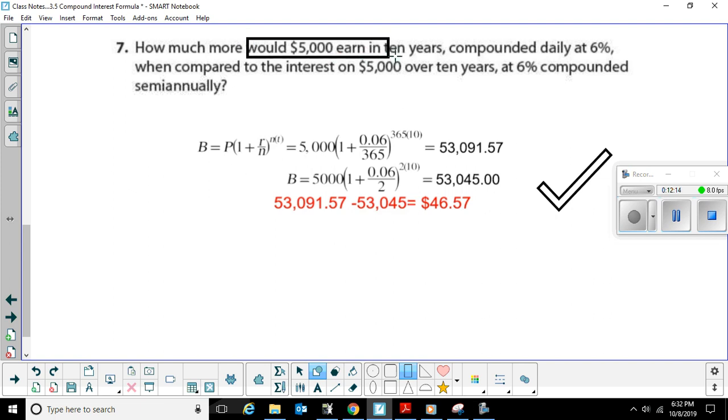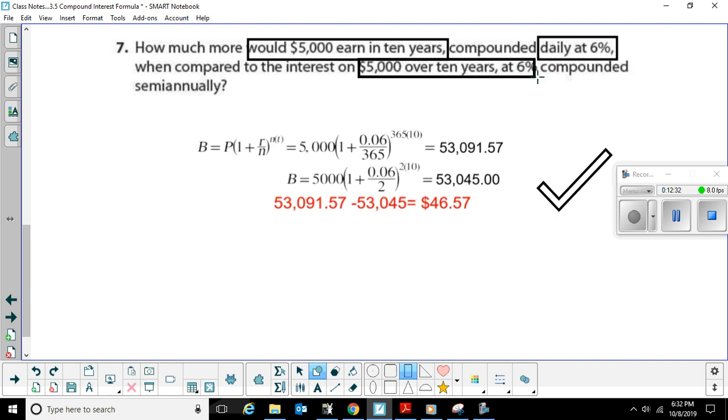All right, for our final example, we're going to look at how much more $5,000 would earn in 10 years. Now wait for this. We're compounding this daily at a 6% rate. And I'm going to compare that to doing this with the same principal over the same period of time, using the same percentage, but compounding this semi-annually.